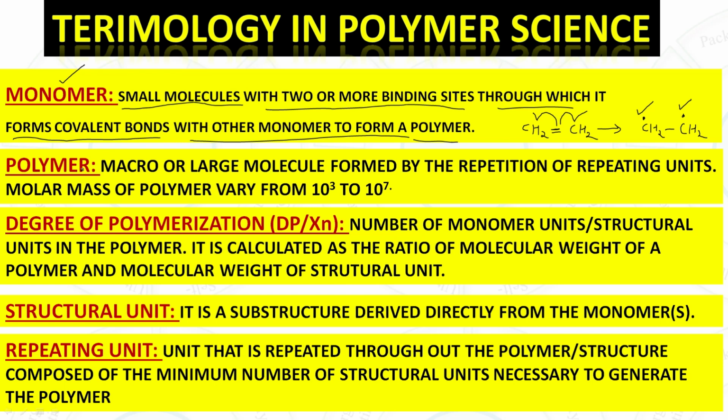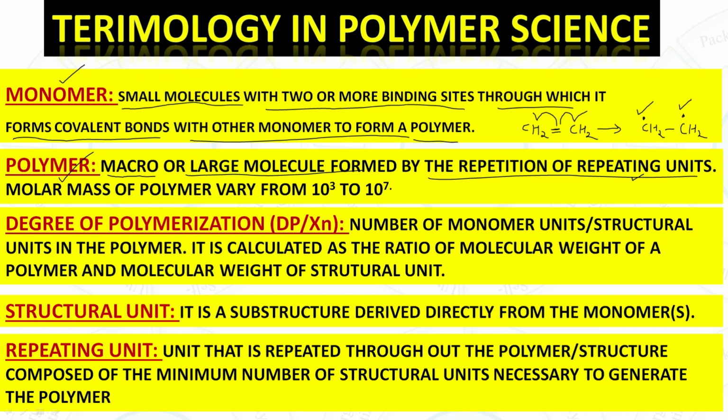And then after monomer, you have the polymer. This is your next term, the polymer. Polymer is what? It is the macromolecule or large molecule formed by the repetition of repeating units. I'll discuss in a little while what the repeating units are, right? Whenever you have a particular kind of repeating unit, and these repeating units are repeated n times, generally 10 raised to power 3 to 10 raised to power 7 times, to produce a polymer, this gives you the high molecular weight of the polymer.